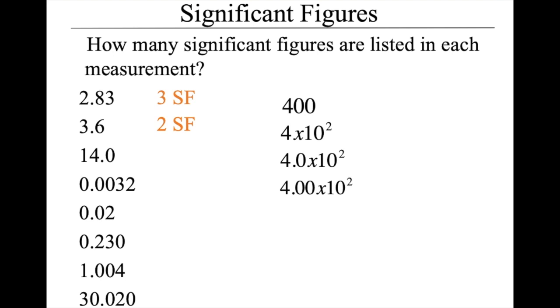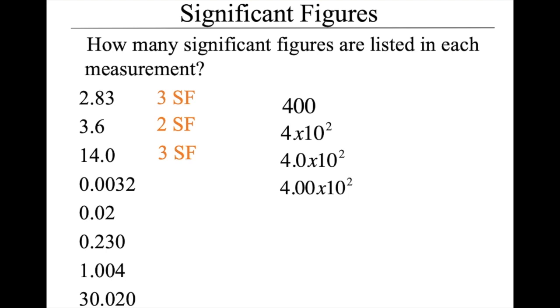Okay, so then the next example here, it says 14.0. That 0 is a trailing 0 to the right of the decimal, and so that 0 must be considered a significant figure. If I did not want to show that level of accuracy, I could just as well write that number as 14 and still have mathematically the same value for that number.